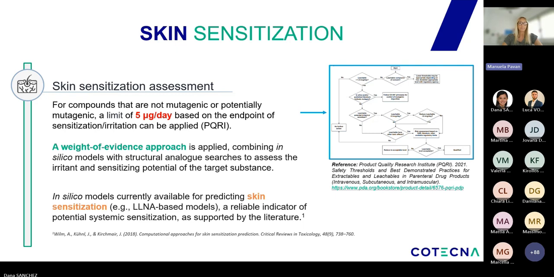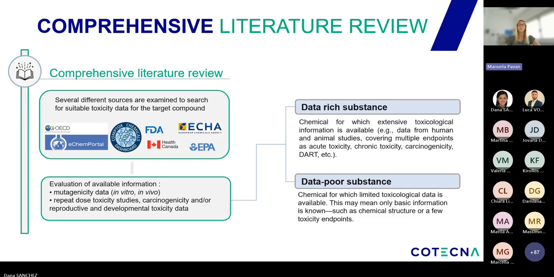Next. If the substance is not mutagenic, but is also not a potent or strong sensitizer, then we can move forward and derive a compound-specific limit based on the specific toxicological data of the substance. To do that, the next step consists in conducting a comprehensive literature review where multiple sources are consulted in order to gather toxicological information on the target compound.